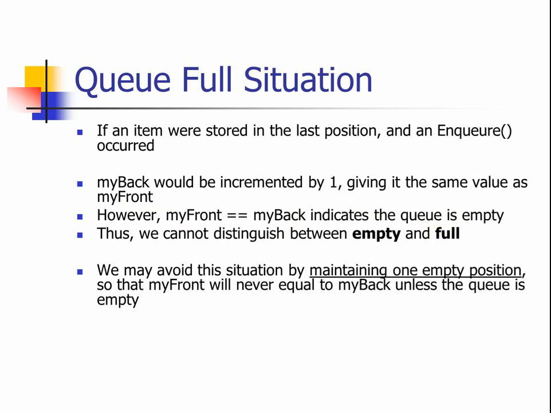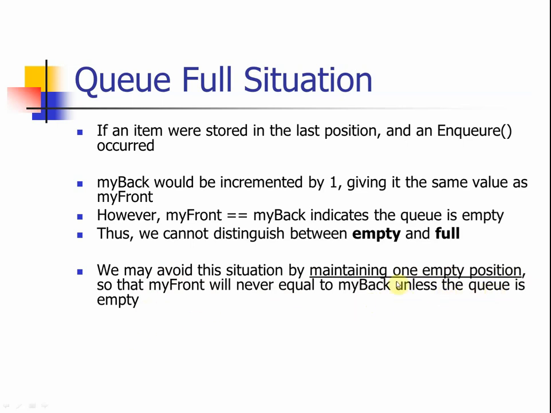There are many ways that we can handle this. Like I say, in computer science, there are many, many different ways of handling things. We can add a flag. You can try to check whether or not it's empty, or use a for loop to do several things. However, we want to make it as simple as possible. So we may avoid this situation by maintaining one empty position. So my front will never equal my back unless the queue is empty.